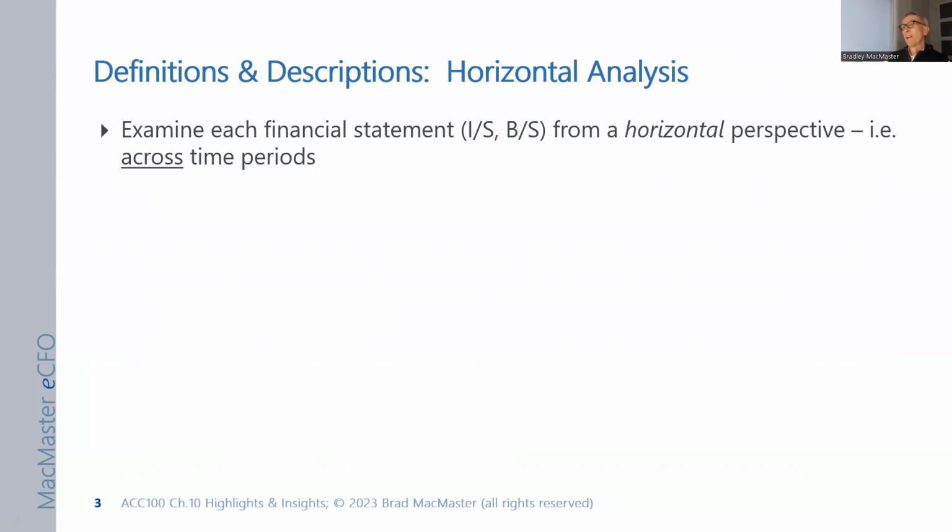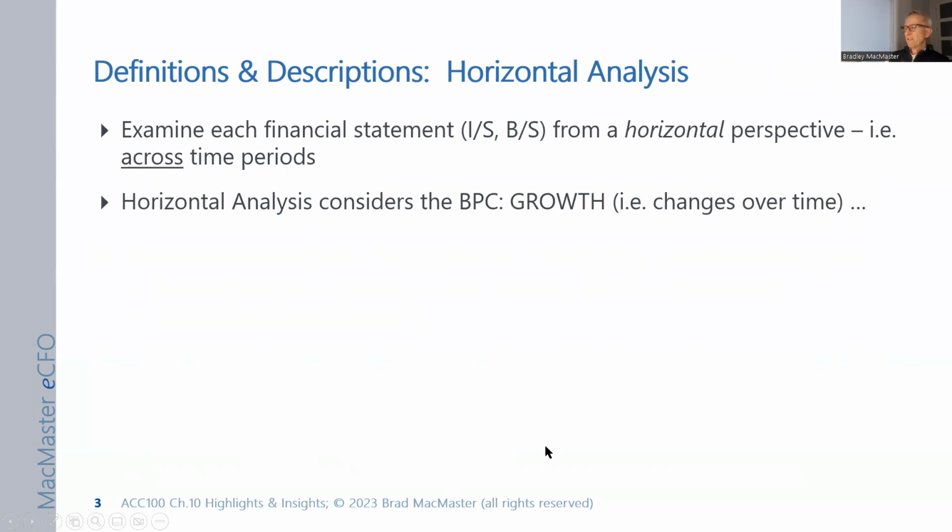So you'll see this is a bit like a crossword puzzle, okay? We have some clues for going across and we have some clues for going down. So the vertical analysis will help us going down and the horizontal analysis helps us going across. So when we're looking across time periods, horizontal analysis addresses the business performance criterion of growth. In other words, how are certain things changing over time?